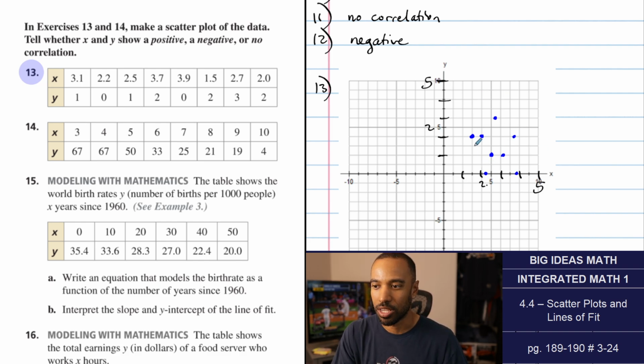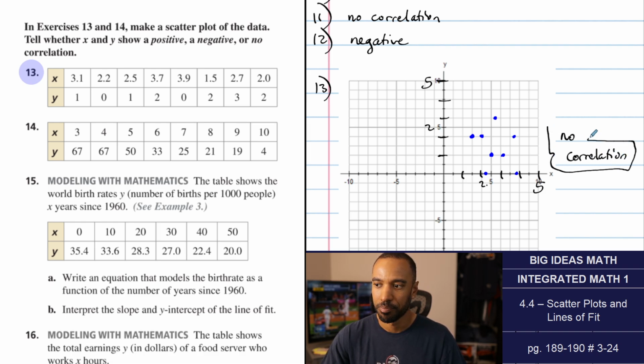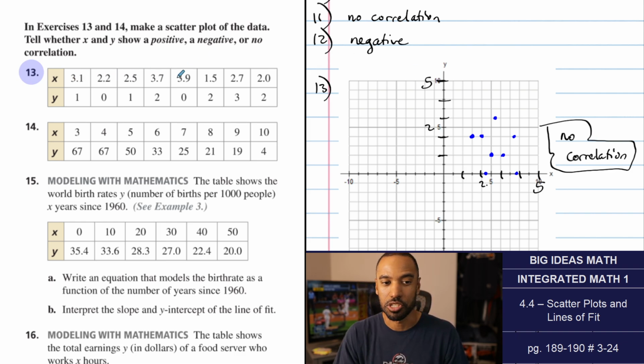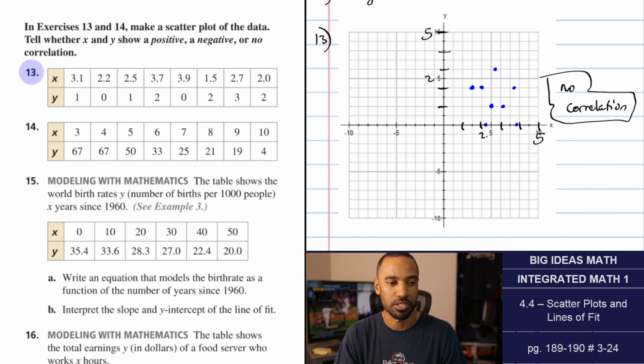All right, when you guys look at these, do you see a trend? I do not. I see no trend, no correlation, whatever you want to call it. I'll say no correlation. Now, did I know that until I looked at the table itself? I didn't know that. It would help if I wrote these in increasing order and saw an increase in y, but I think visually with this, it's going to be easiest to tell.